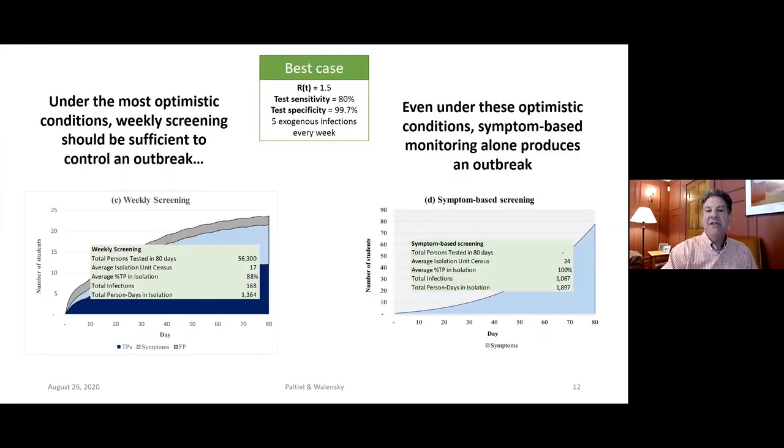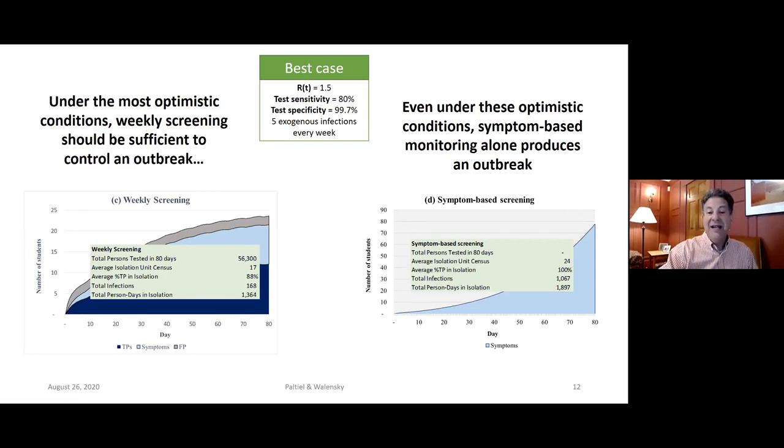Here's what happens under the best case scenario. Under the most optimistic conditions, you probably would be sufficient with weekly screening. You would still have some students in the isolation pool, but as you can see, it's an order of magnitude lower number and a greater proportion of students, very few false positives with weekly screening, but manageable.